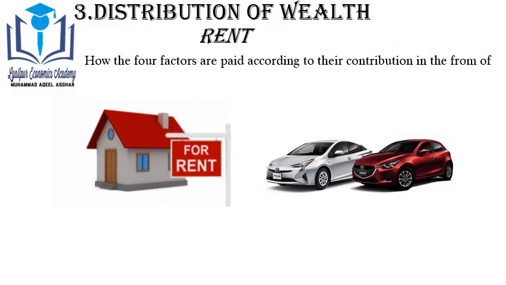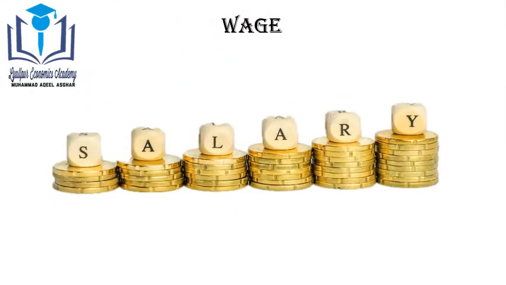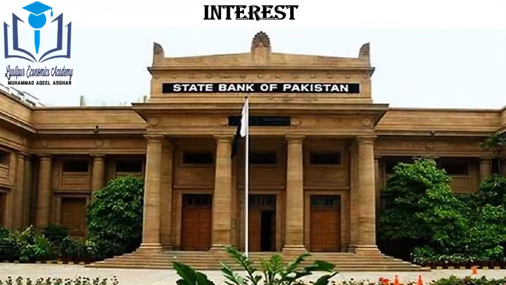And the third topic, distribution of wealth. Rent is the main and important part. All four factors are paid according to their contribution in the form of rent, wages, interest, and profit.